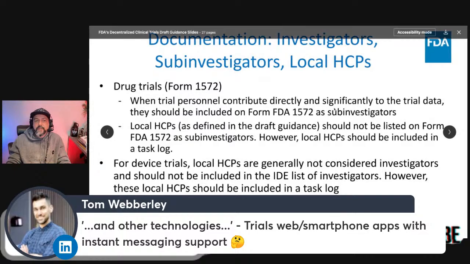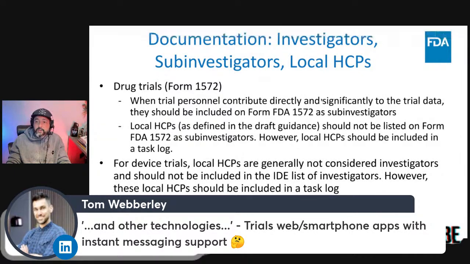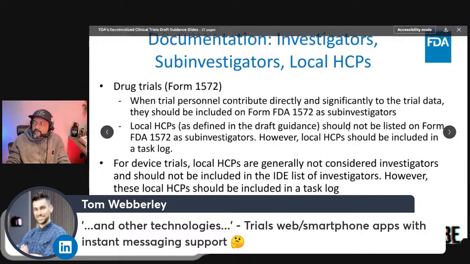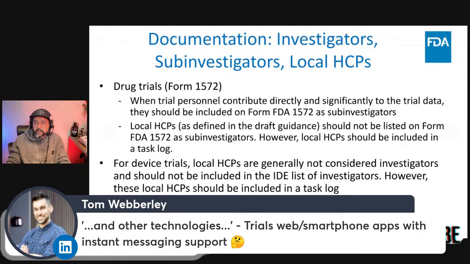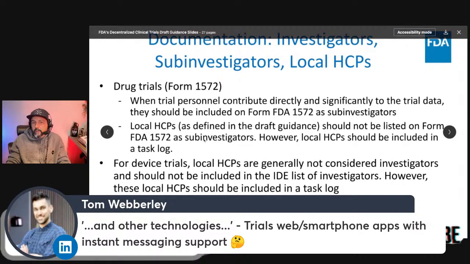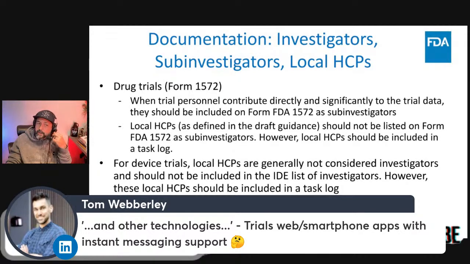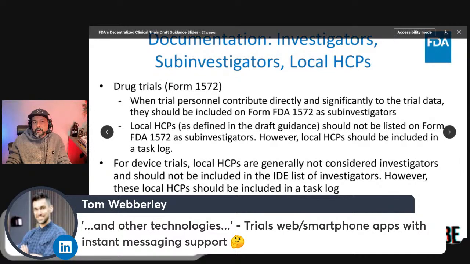Because they significantly contribute to the trial data. Study coordinators significantly contribute trial data more than PIs do. So they should be on the 1572 according to this. Local healthcare providers, if they're doing half of the assessments remotely, should not be on there. However, local healthcare providers should be on a task log. So this is something new.